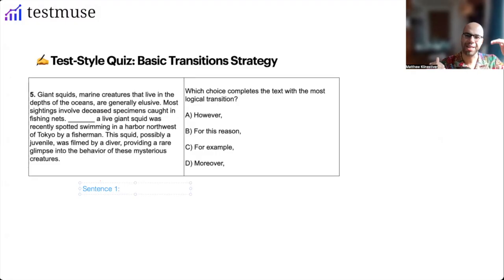Okay, so my sentence one summary. By sentence one, I just mean the sentence before the blank, right? I'm not saying the first sentence in the passage. Most sightings of giant squid, sadly enough, are dead squid, right? Deceased specimens. Sentence two, live squid seen recently.